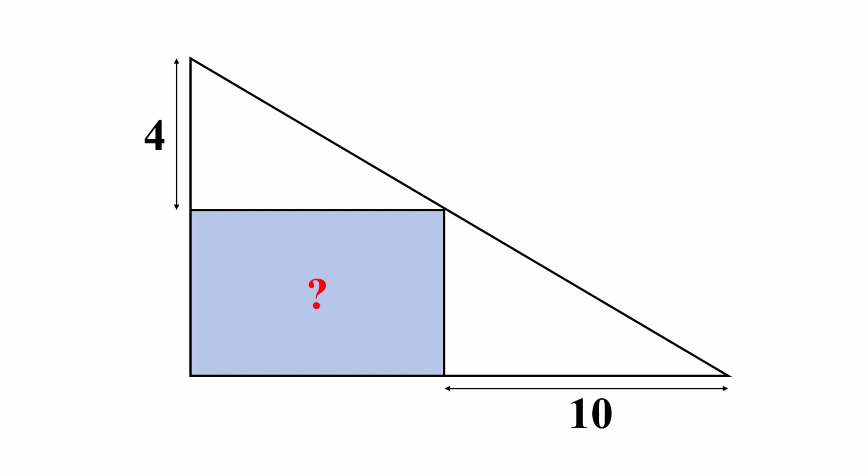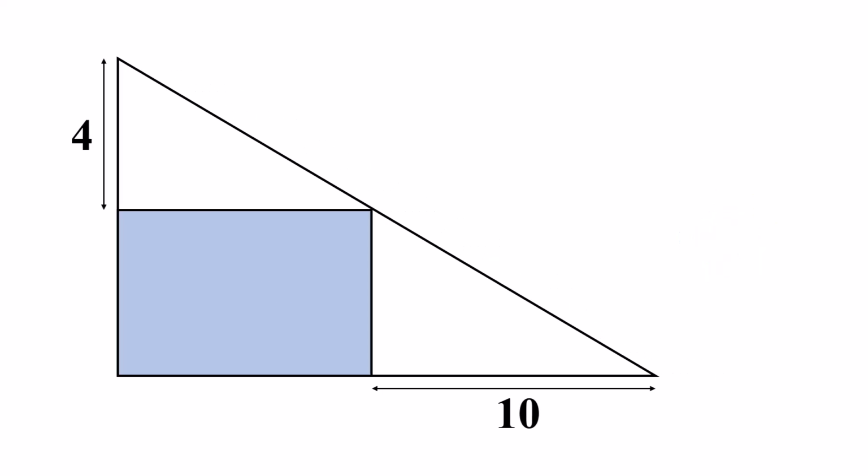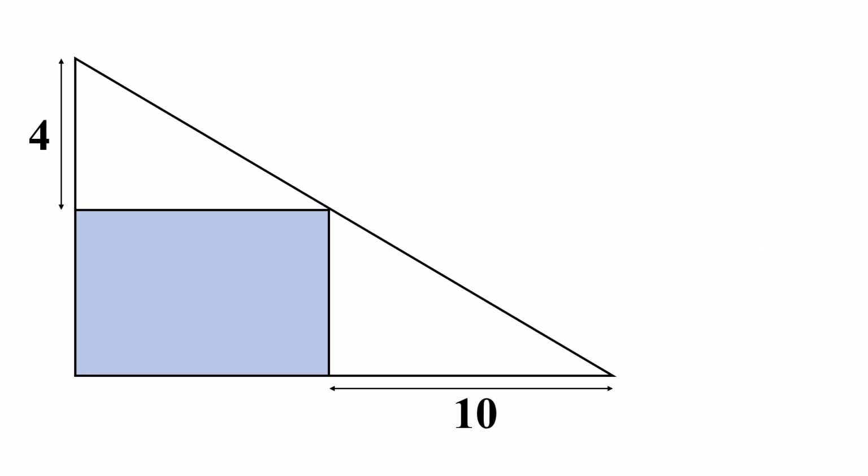Take a moment to think about it. Let's walk through the solution together. Suppose the length of the rectangle is x and the width is y. So the area of this rectangle is x times y.